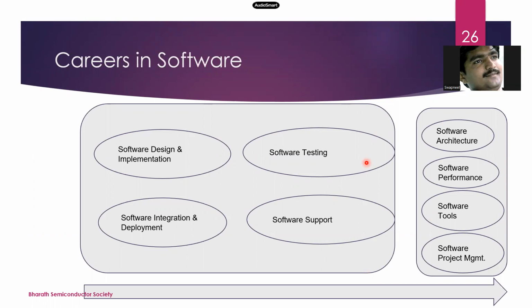The size of the oval speaks about the number of people generally working in this particular area in India. Software design and implementation typically involves the programmer community. Software integration and deployment is a huge area with many integrators. The entire service industry is almost dependent on software testing, software support, and software integration and deployment, so there are huge job opportunities. Then we have software architecture, software performance, software tools, and software project management roles at various levels. In general, we can have a total career in software.